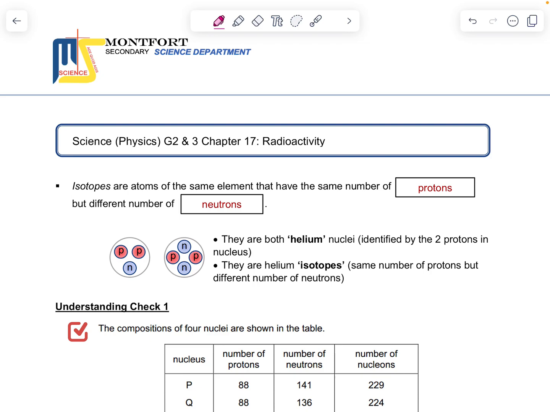So if the element has the same number of protons but a different number of neutrons, they are called isotopes. One example of isotopes here is the helium isotope. This has 2 protons, 1 neutron. Here has 2 protons, 2 neutrons, and they are the isotopes of helium.